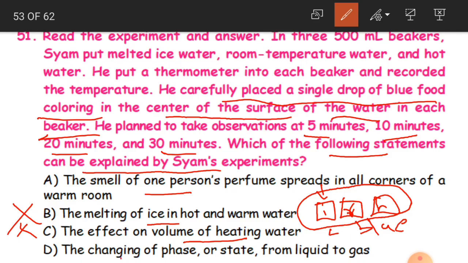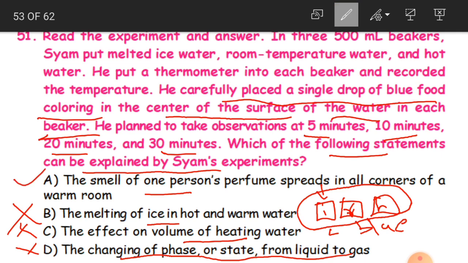D is the changing of phase state from liquid to gas. So are we seeing any boiling water into vapor and all that? No. So this is also a wrong option. So what is remaining is A option, which is the correct observation.